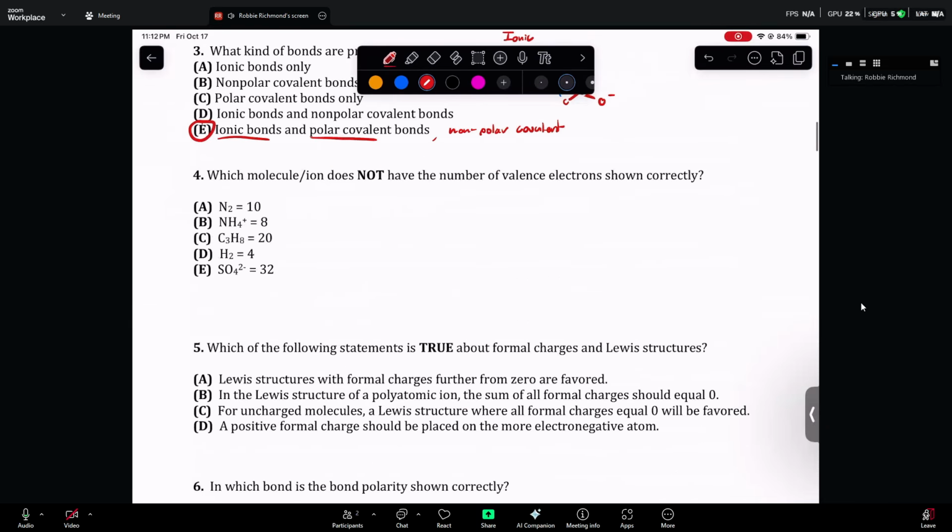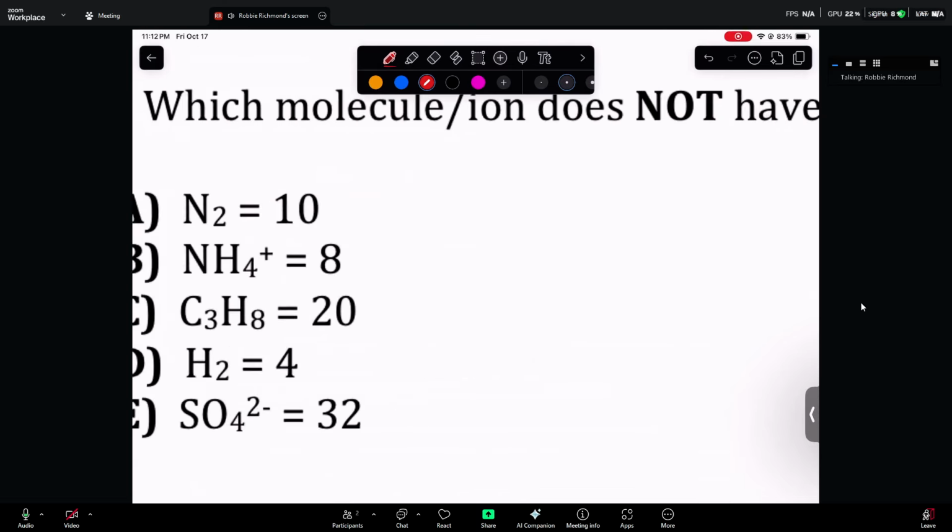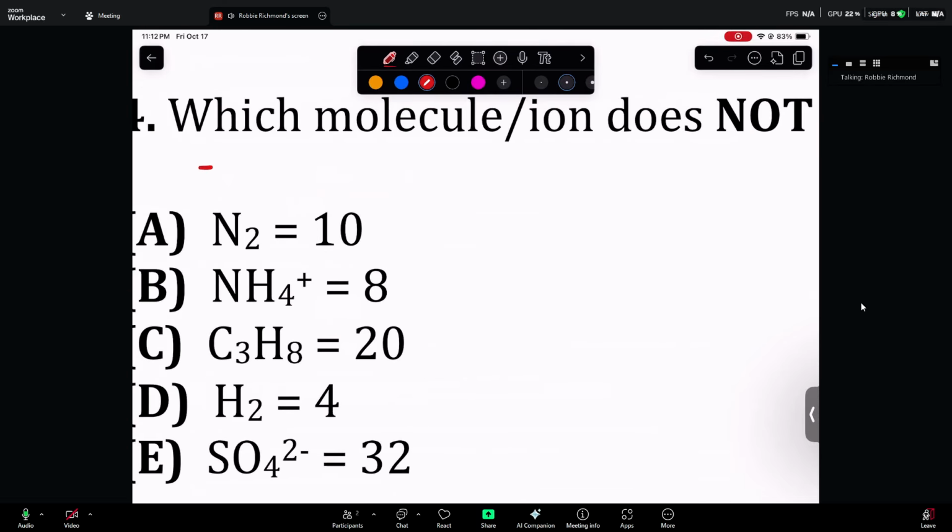Alrighty. Question 4, which molecule or ion does not have the number of valence electrons shown correctly? Okay. Nitrogen normally has 5 valence electrons. Since there's 2, 5 times 2, that's 10. Then ammonium. Nitrogen usually has 5. Then we have 4 hydrogens with 1 valence electron. So a lot of you would say, oh, there's 9 valence electrons. Look at this plus sign right here. That means we're dealing with 1 less valence electron, aka minus 1. That would be 8.